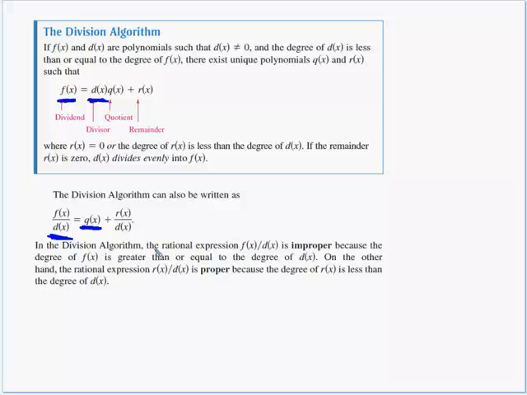In the division algorithm, the rational expression f of x divided by d of x is improper because the degree of f of x, the numerator, is greater than or equal to the degree of the denominator d of x. On the other hand, the rational expression r of x over d of x is proper because the degree of the numerator is going to be less than the degree of the denominator.